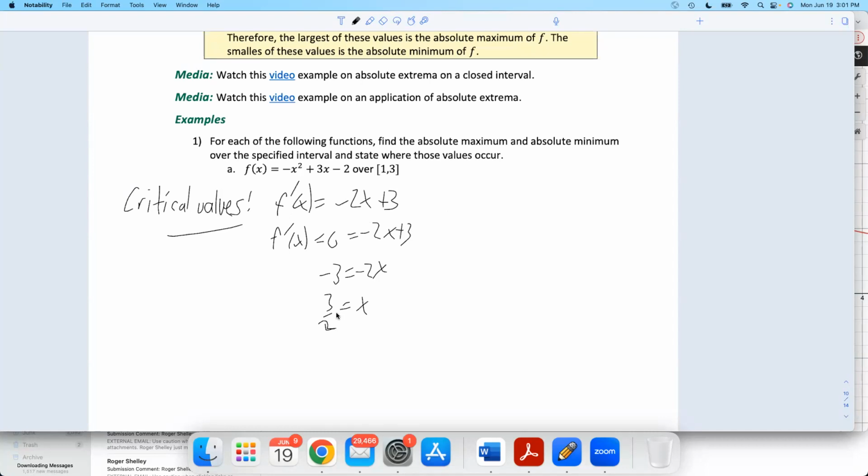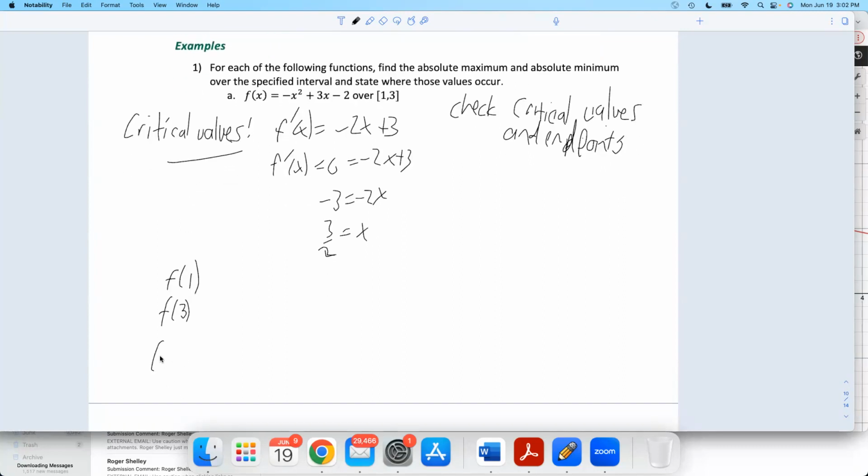So that might be a global max, a local max, a global min, a local min. That could be any of them. I want to find the biggest value on this interval, so I have to check the critical values and the endpoints. Here's where mistakes happen. People forget to check the endpoints. So I'm literally just plugging all these values in. I want f of 1, f of 3, and that one we just found, f of 3/2.